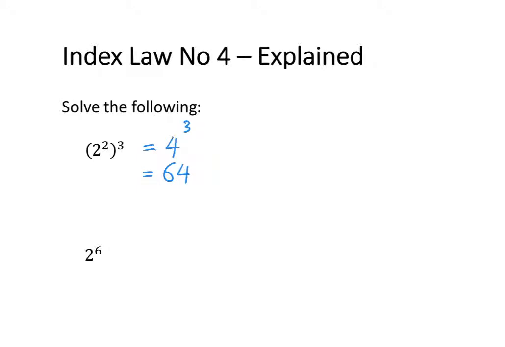So then we want to do the same thing for 2 to the power of 6. So 2 to the power of 6 is 2 times 2 times 2 times 2 times 2 times 2, which equals 64. So 2 to the power of 6 and 2 to the power of 2 in brackets to the power of 3 are equal to the same amount. So when we multiply our indices in the first expression, 2 multiplied by 3 is equal to 6.